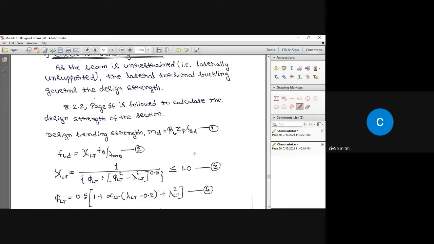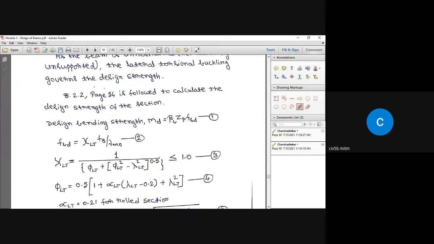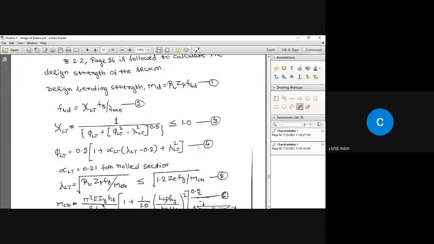Okay, so in this formula on page 54, it is not Fy divided by gamma MO, it is FBD. Okay, what is FBD? Design bending compressive stress. So as I said, finding out this value is the painful part. So how do we find that out? Whatever formula I have written, I have taken directly from the code book. So please refer to the code book.